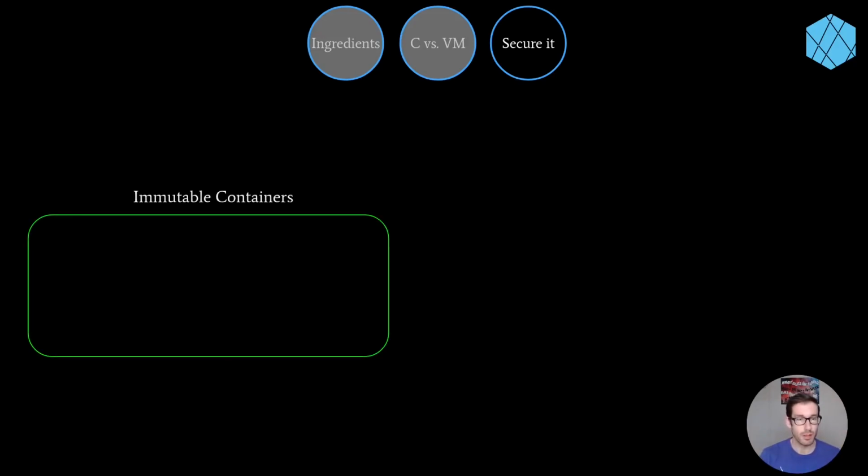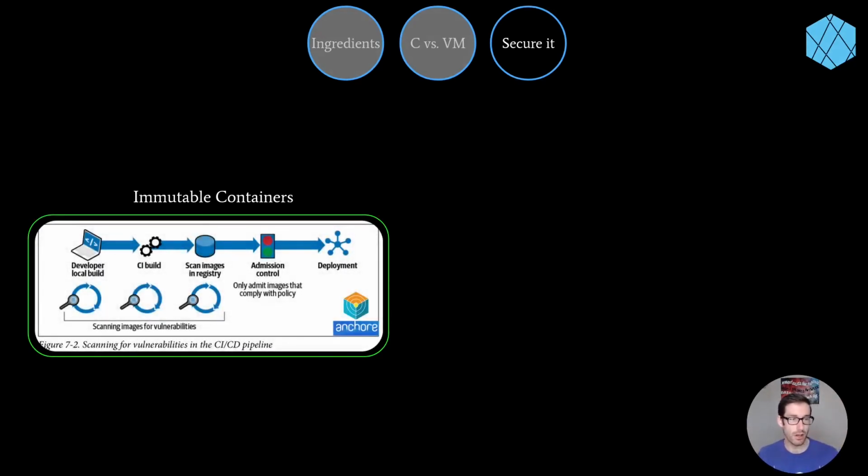So immutable containers. The image that she showed and talked through was one of the important pieces of containers, which is actually scanning images. So the images that we've built from our make files should be scanned at multiple phases of the building process, and they should also be scanned consistently when they're sitting in the registry.